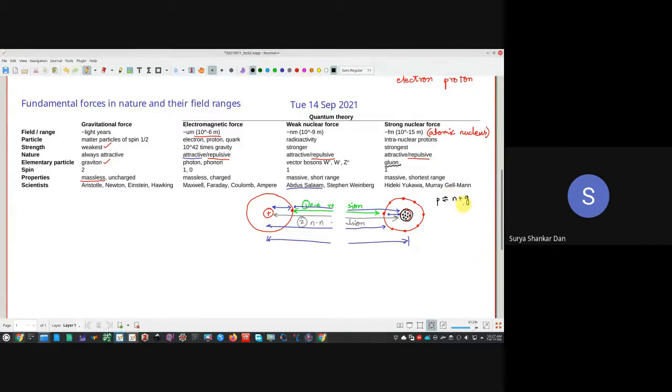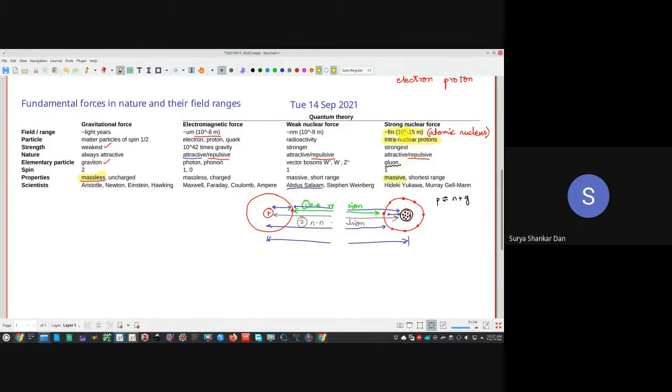Now, the reason why this gluon will act only at 10 power minus 15 is that the gluons are the most massive of all the elementary particles which you see. And as a consequence, since the gluons are the most massive ones, remember, gravitational force, the gravitons are massless. As a consequence, they will extend to light years. Gluons, on the other hand, are the most massive of all the elementary particles. As a consequence, their range is only between intranuclear protons. They will exert their field only within the atomic nucleus.